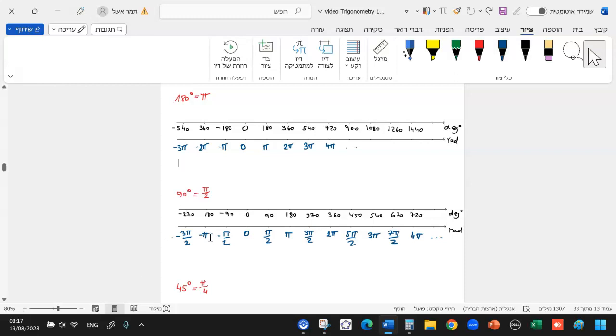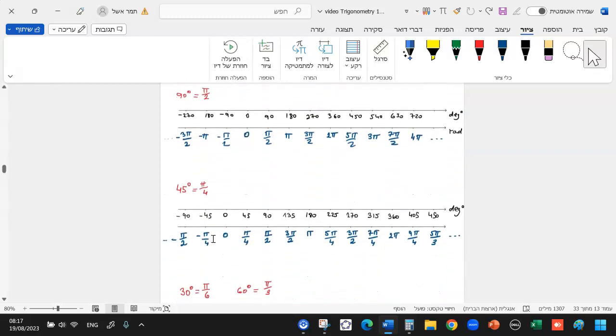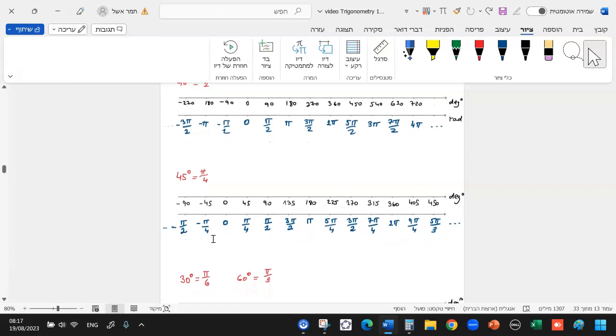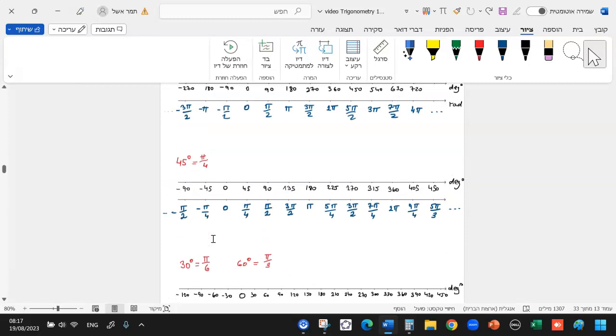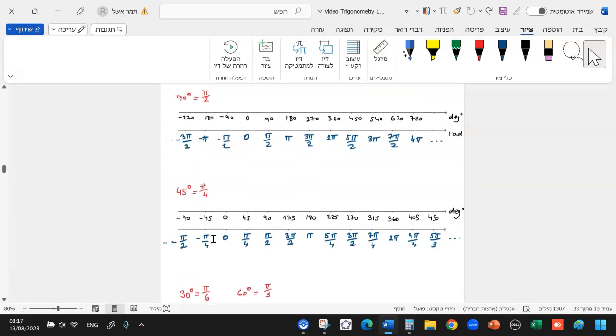Here are some other scales of 90, 45, 30, and 60 degrees, and the radians. And these are the values that you need to know. It is very useful to know these values. You don't have to memorize all of them. You can use the above 5 values because all of these values are multiples.